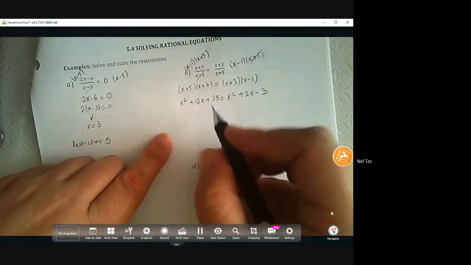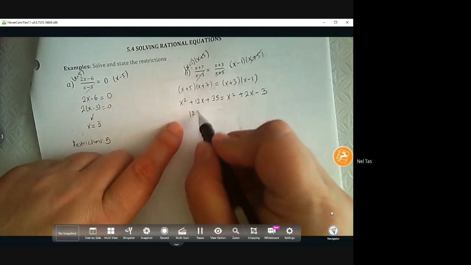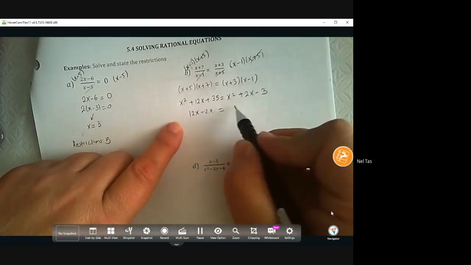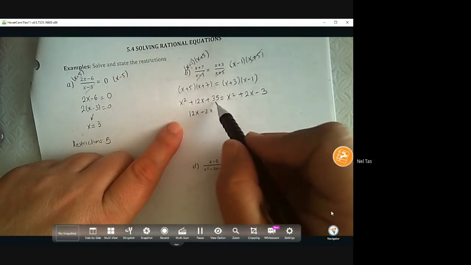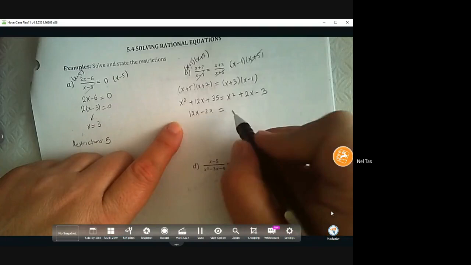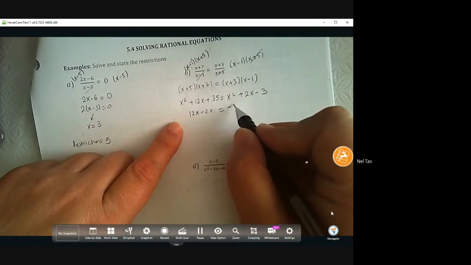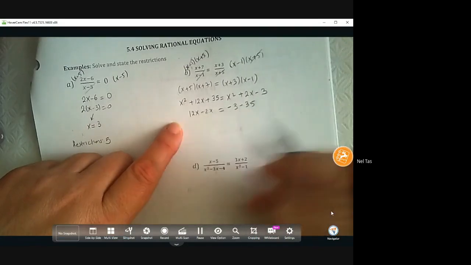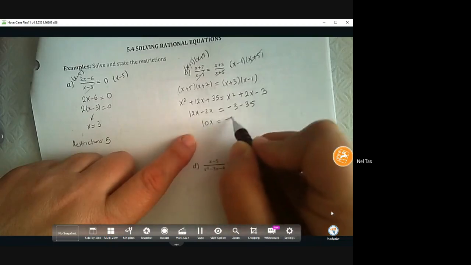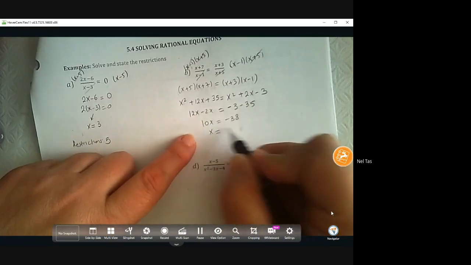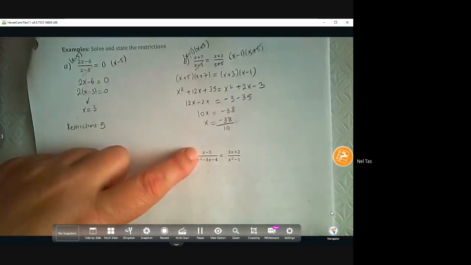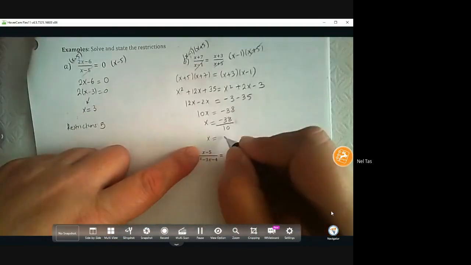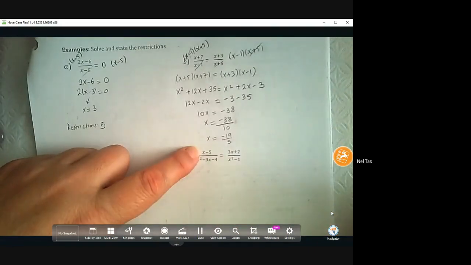So let's collect everything on one side. So we have 12x - 2x, and then x squared and x squared is gone. And then if we collect the numbers on the right, we get -3 - 35. So we end up with 10x = -38. So we divide both sides by 10. We get -38/10. If you simplify, you get -19/5.